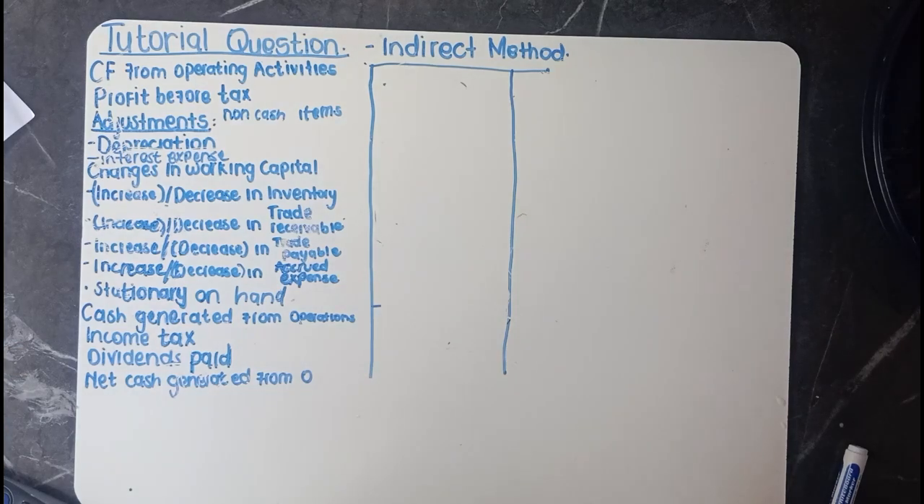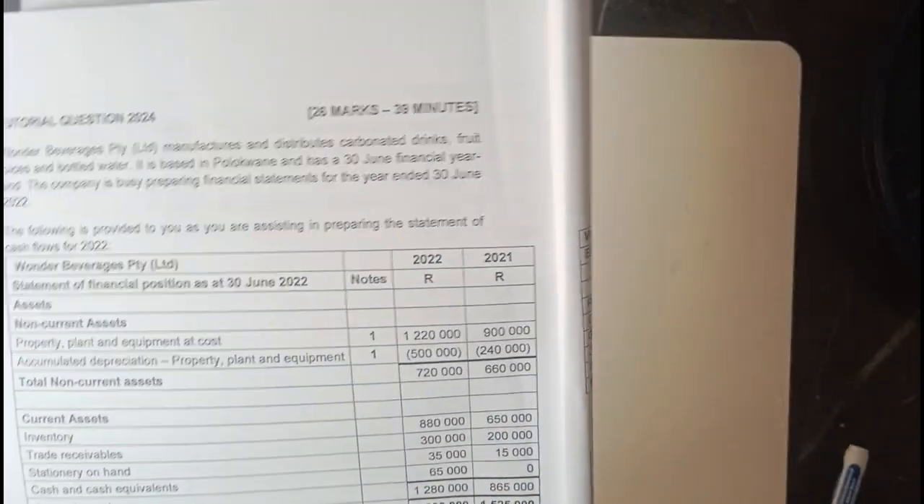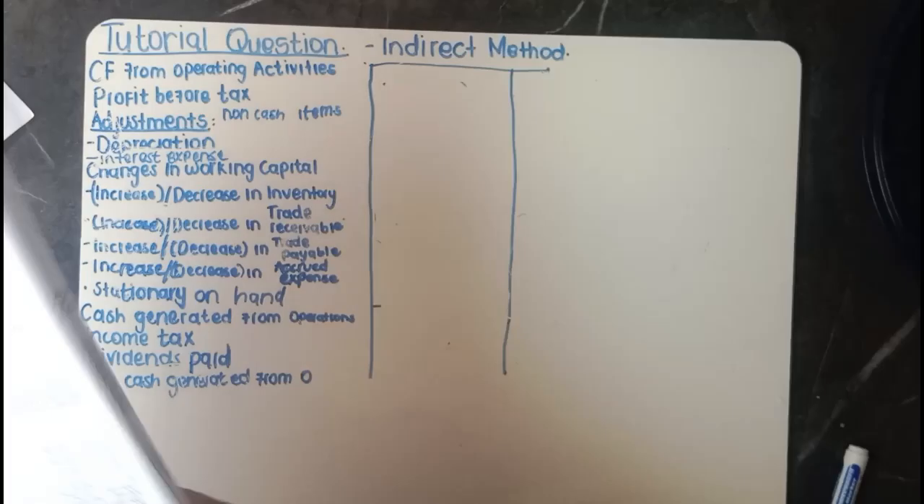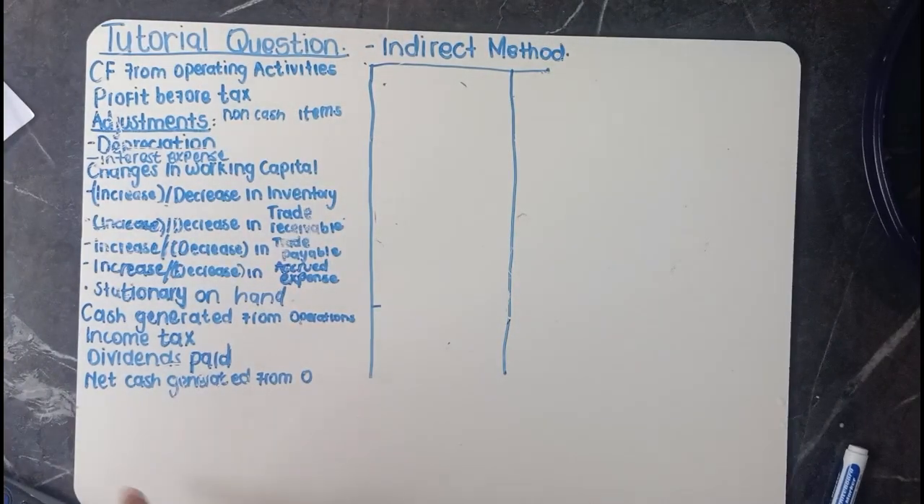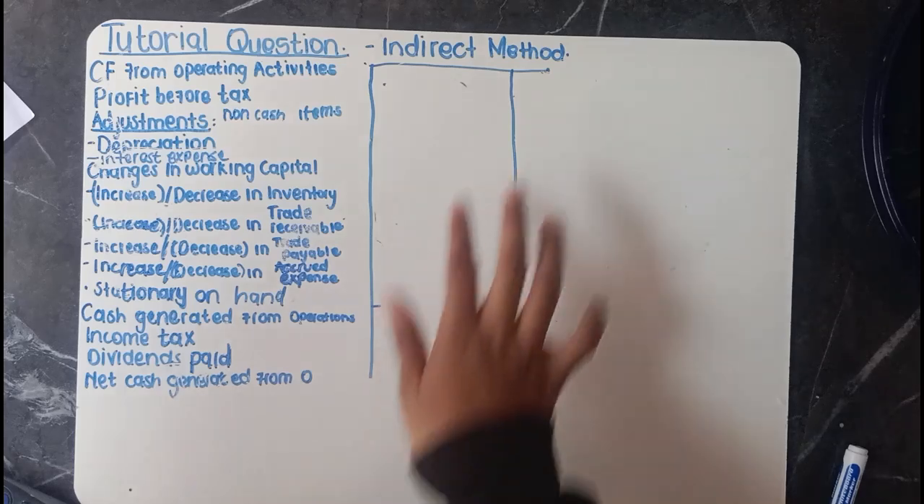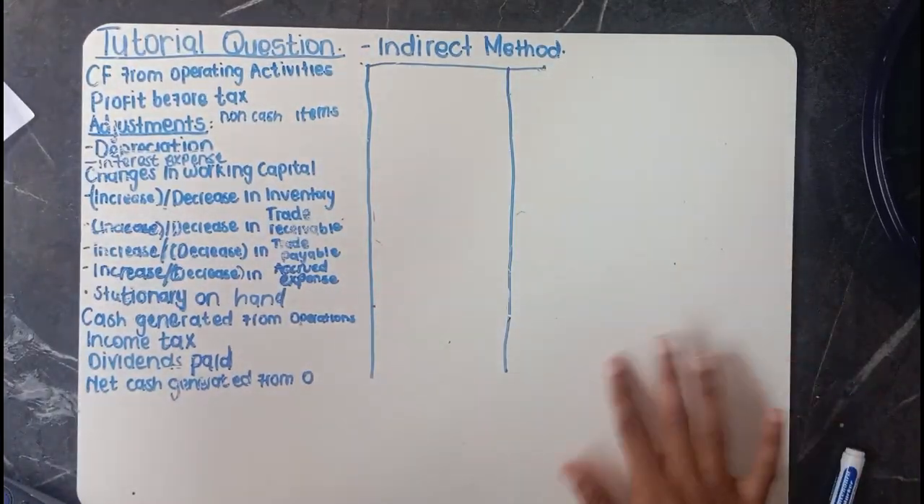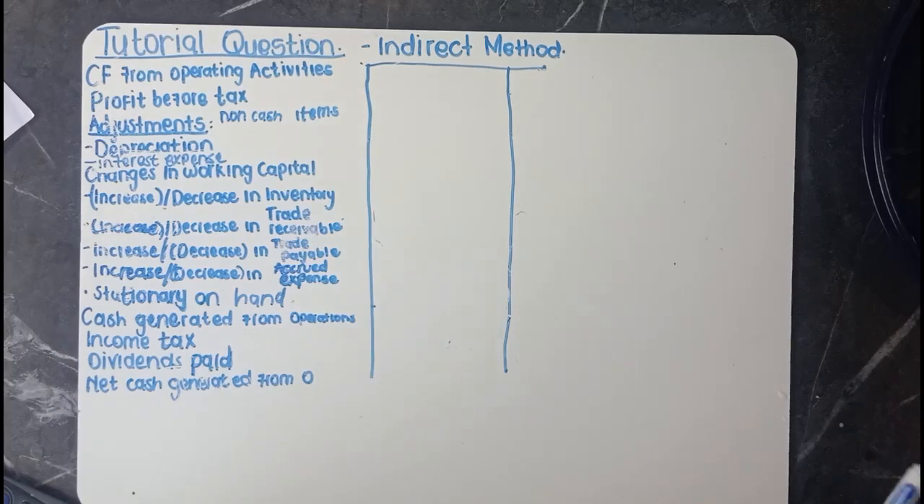So this video is specifically for first year students because they have this question in their question bank. So yeah, we have this question. I went down and drafted everything, but we're going to be doing it until net cash generated from operations, and then I'll post the next video where we're doing the bottom part of the cash flow statement. So okay, let's start really quick.